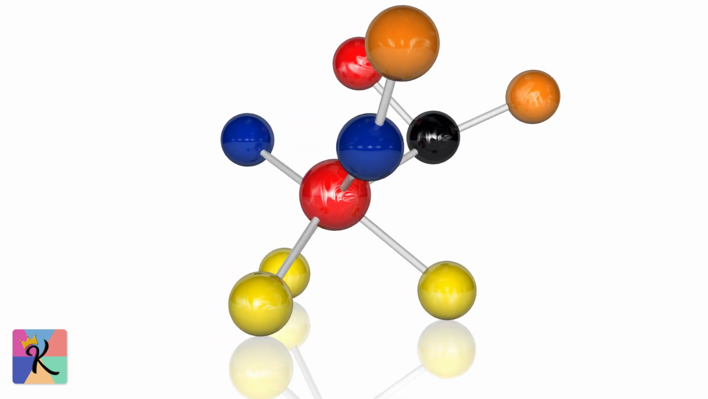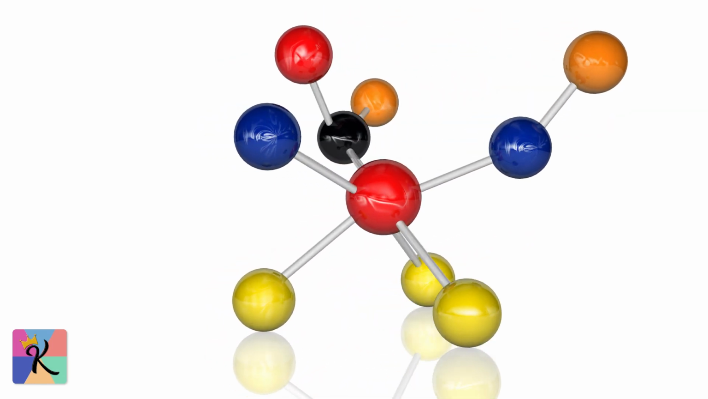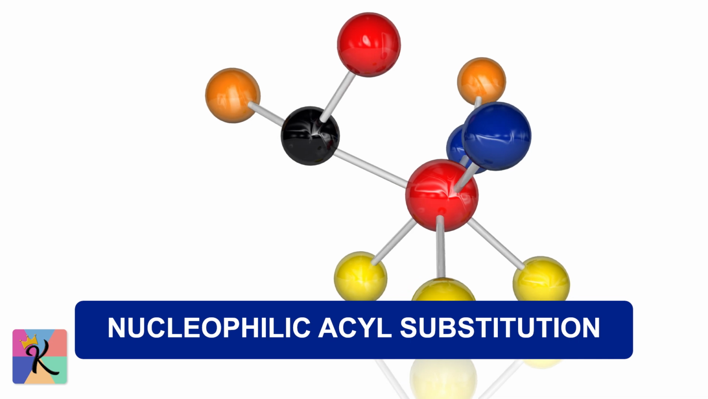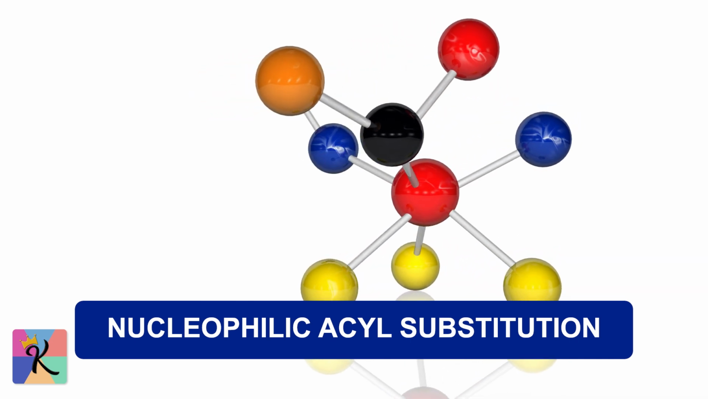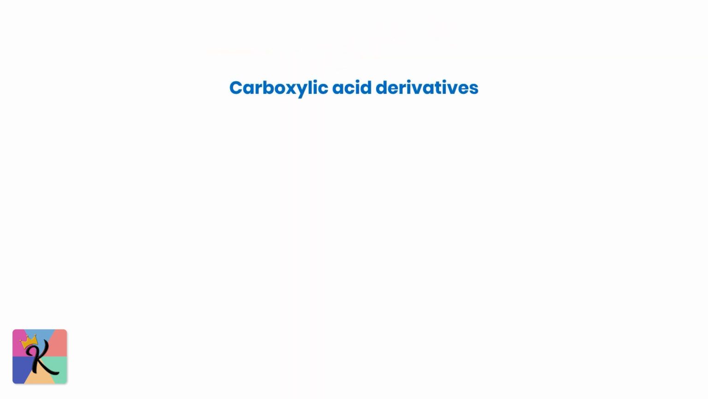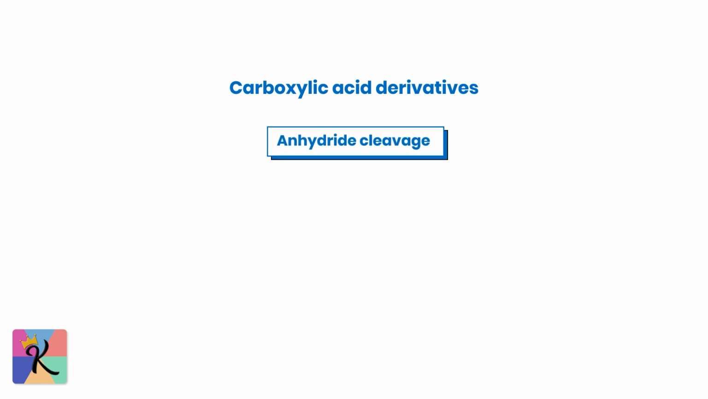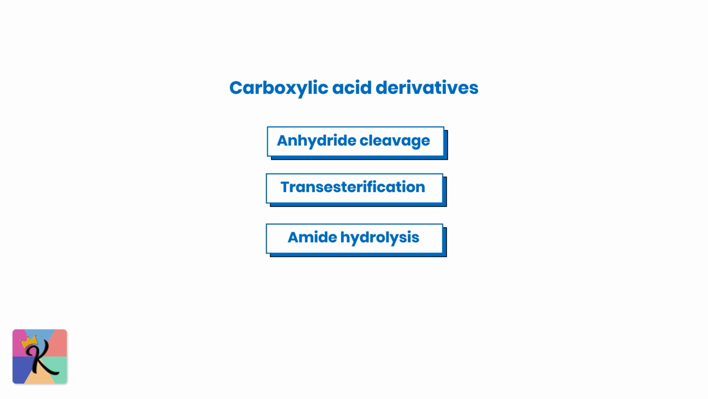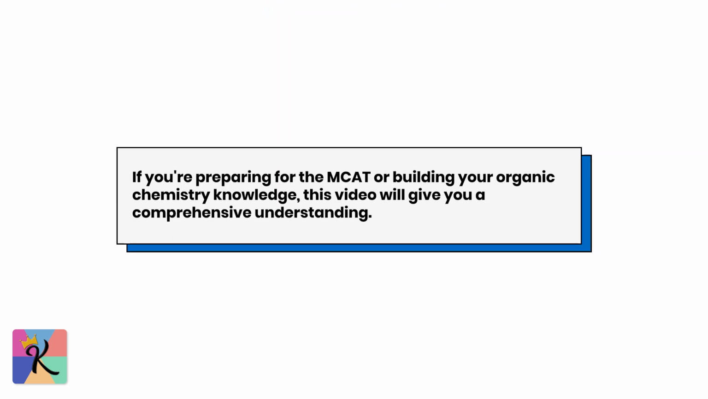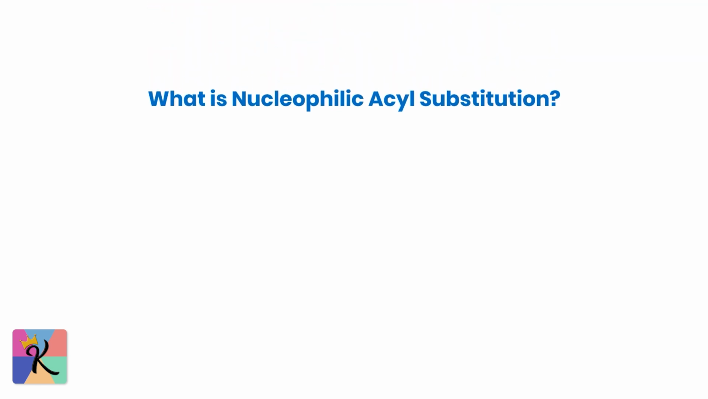Alright, so in today's video, we're diving deep into one of the most fundamental reactions in organic chemistry, nucleophilic acyl substitution. This reaction is essential for understanding the chemistry of carboxylic acid derivatives like anhydrides, esters, and amides. We'll break down the mechanism step by step, explore how these molecules react, and cover examples such as anhydride cleavage, transesterification, and amide hydrolysis. If you're preparing for the MCAT or building your organic chemistry knowledge, this video will give you a comprehensive understanding. Let's start by explaining nucleophilic acyl substitution.